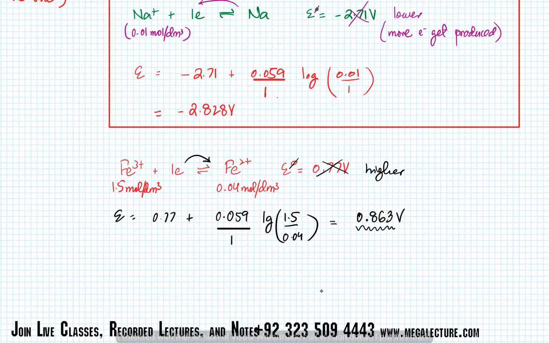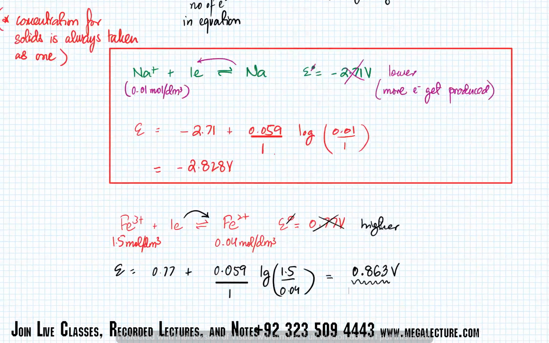Now, the point is, as I remember, when you change potentials, the potential value does not change by a huge amount. मतलब वो जो substance है ना, उसकी nature change नहीं हो जाती. It's 0.77, 0.863, not that much of a difference.